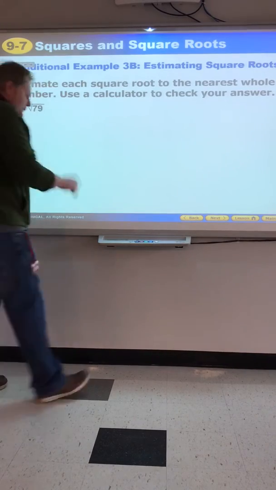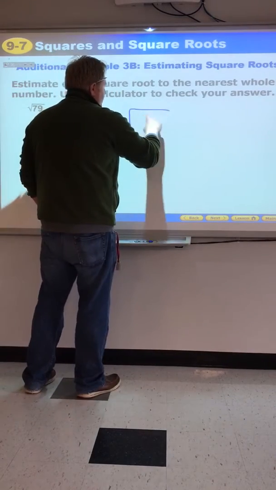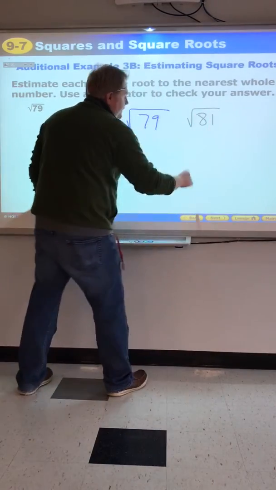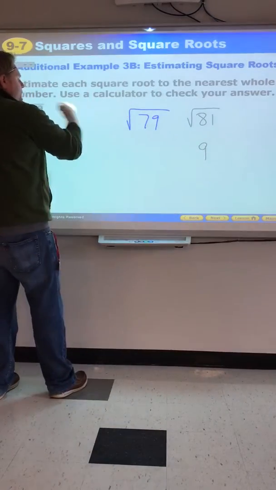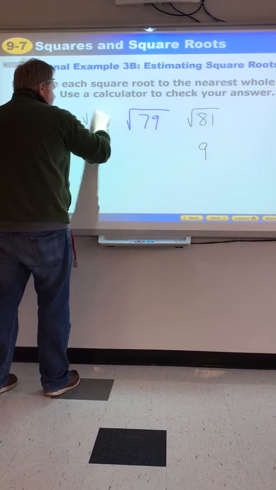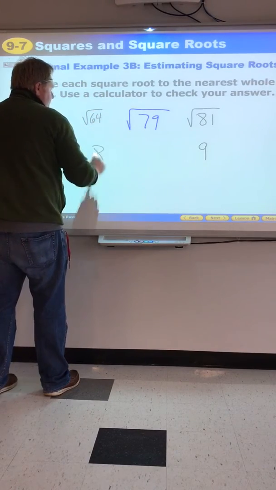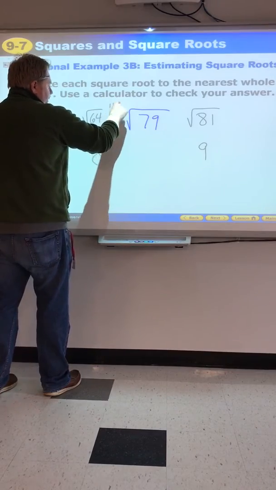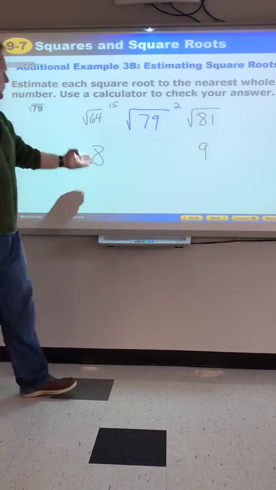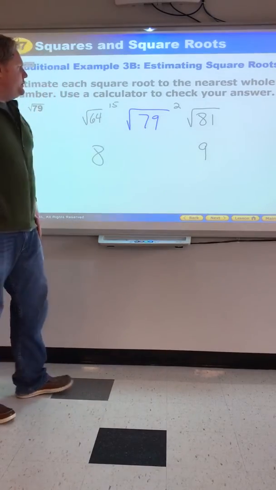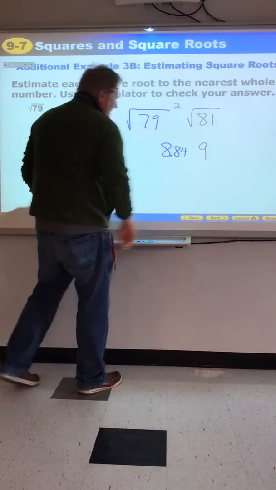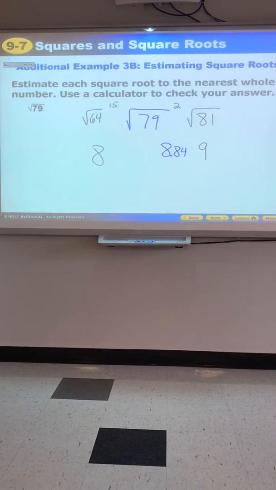Square root of 79. Now, if we look at the square root of 79, I see that above it, square root of 81. That's 9. If I look below it, that would be 8 times 8, that's 64. Square root of 64, that's 8. This one is 15 away. This one is 2. Which one are we going to be a lot closer to, 8 or 9? Probably much, much closer to 9, so we're thinking probably 8.84?